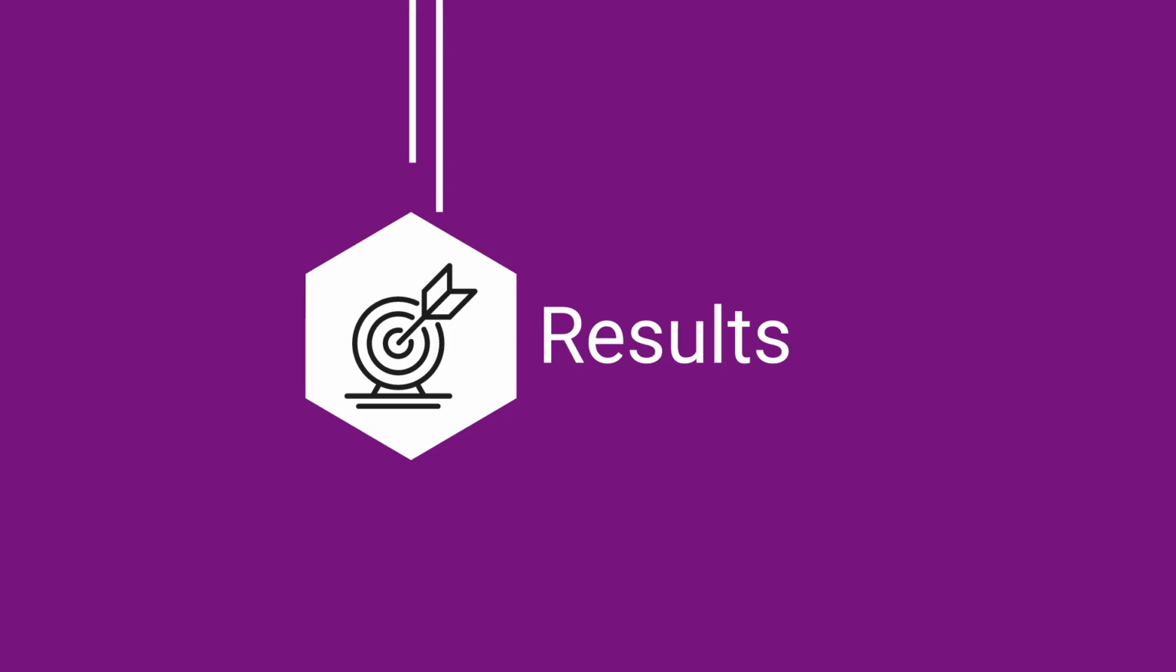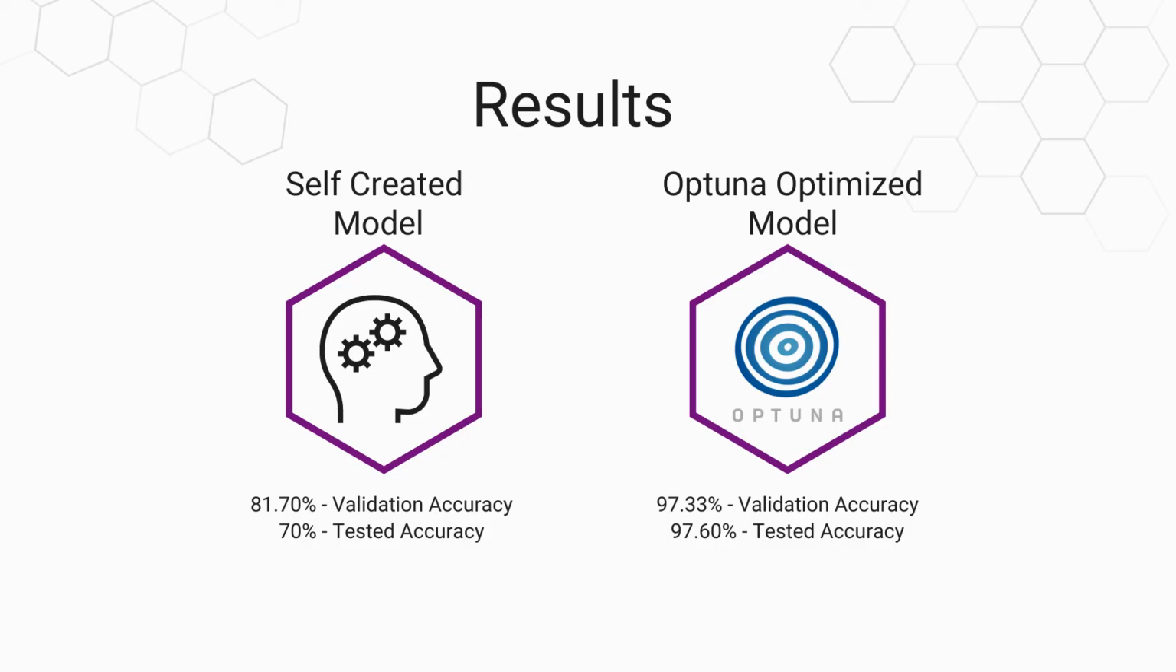Now, let us compare all the models that were created. The results of the neural networks are as follows. The self-created neural network model presented a validation accuracy of 81.7% and tested to present a 70% real-world accuracy. The Optuna optimized model presented a 97.3% validation accuracy and tested to present a 97.6% real-world accuracy. This shows the success achieved by implementing hyperparameter optimization using Optuna on our neural network model to detect StyleGAN images.